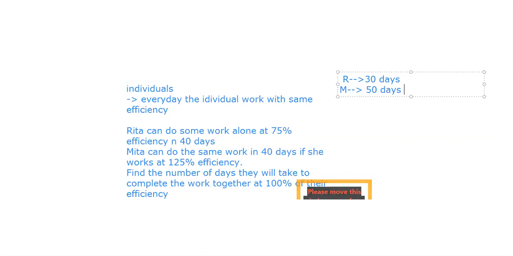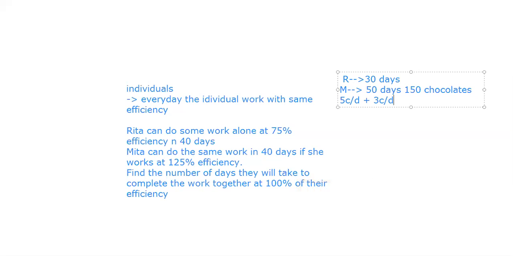50 days. So what will be the thing? So 150 chocolates. So what is the efficiency of Rita? It will be 5 chocolates a day, and she will eat 3 chocolates a day. 3 chocolates a day or not? Yes, 3 chocolates a day. Correct. So what is the total number of chocolates? 150 chocolates. Mita's efficiency must be 48 days, right, sir? That is less, 20% less.